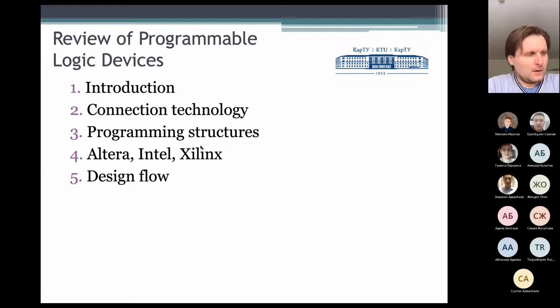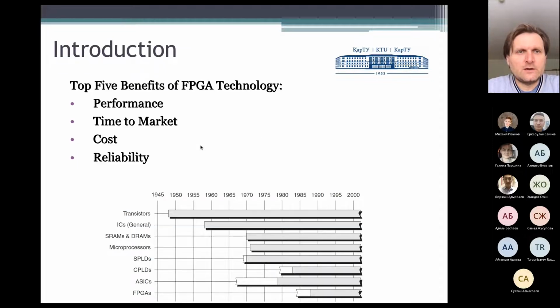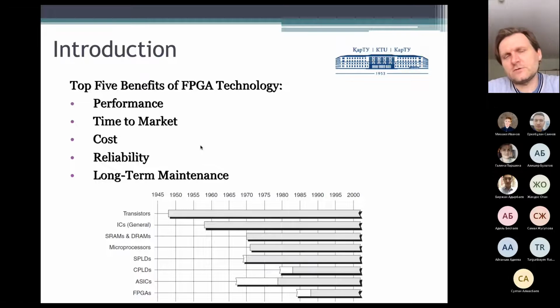A few examples, one part of my own project, and next I will show you a few integrated circuits from Altera, Intel, and Xilinx. And at the end of that lecture will be the design flow. Maybe I will change the position of that schedule to better understand the idea of programmable logic devices. There are 5 benefits of FPGA technology, PLD technology, programmable logic devices technology, or field programmable gate array technology.